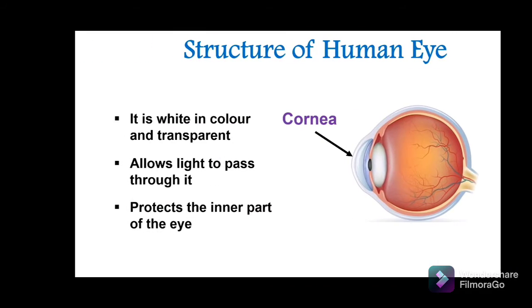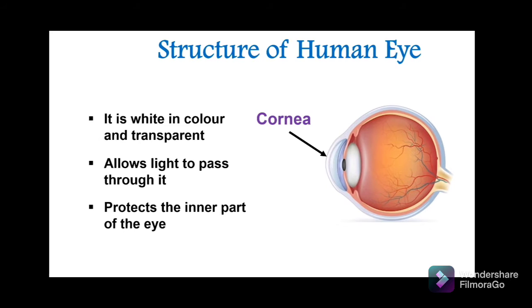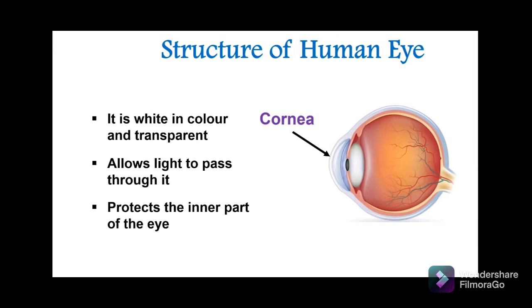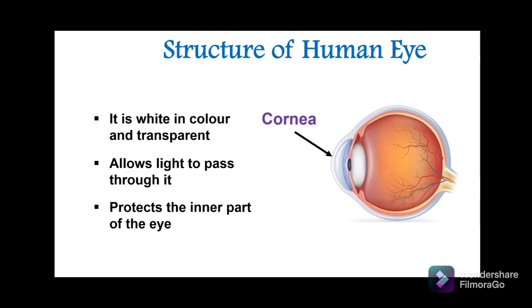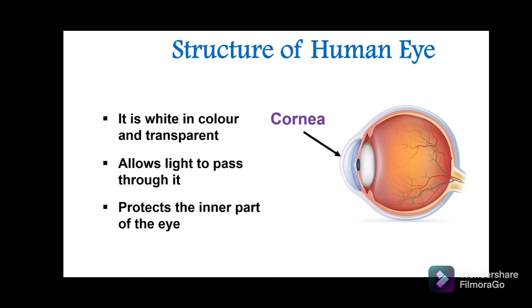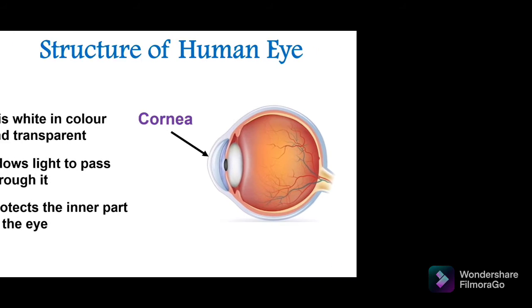Now we will talk about the part of the eye which is the cornea. The front portion of the eye bulging outwards is known as the cornea. The cornea is a transparent and thin spherical membrane. Light enters the eye through this membrane. It is white in color and transparent. It protects the inner part of the eye.